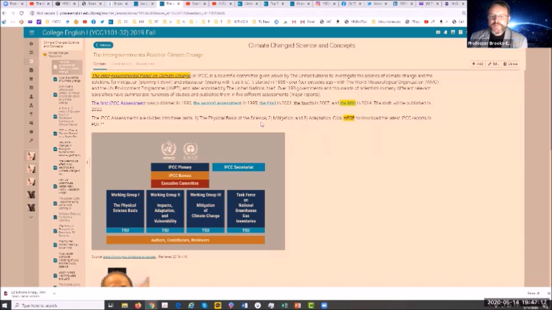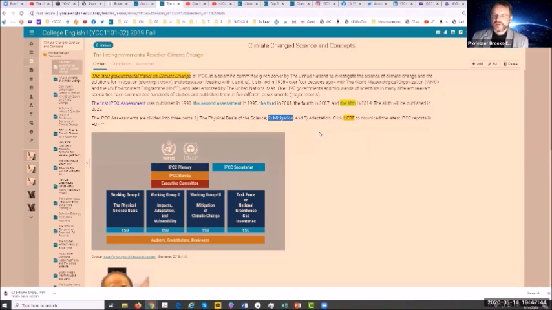So the first book is the physical basis of the science. And that is the physics of climate, the physics of going into the atmosphere, into the land, the carbon sinks, and also into the oceans. And then you have here mitigation. Mitigation means how do we stop it? How do we slow it down?